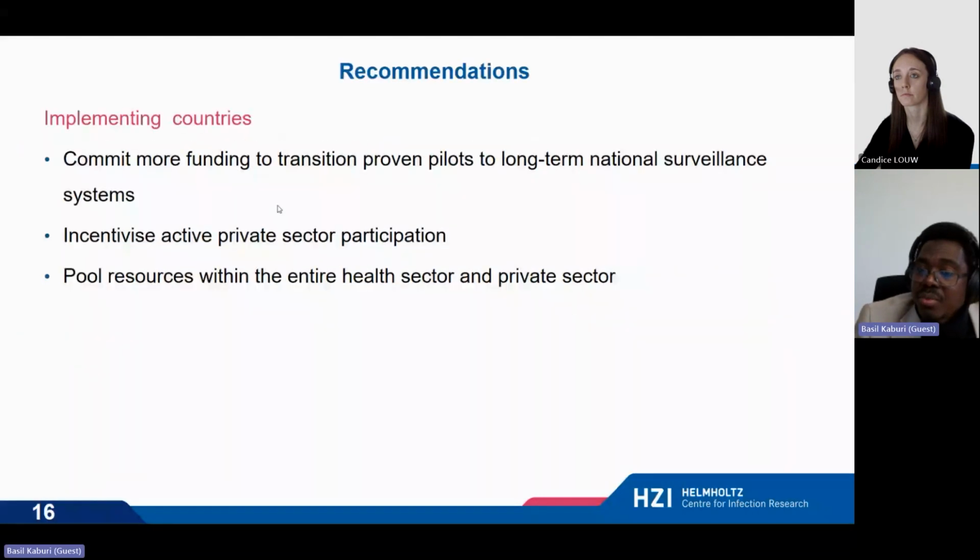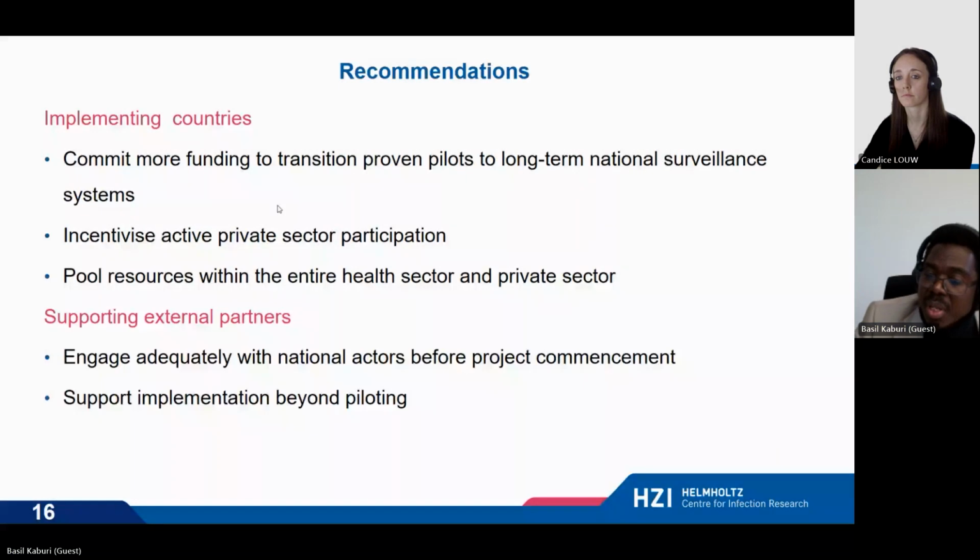So some recommendations for implementing countries: funding commitment should be improved and incentivize private sector to participate and pool resources within the health sector and also the private sector. Supporting external partners should endeavor to engage adequately in the beginning and also beyond the piloting process. So there's also sustained support, not only financially, but technically.